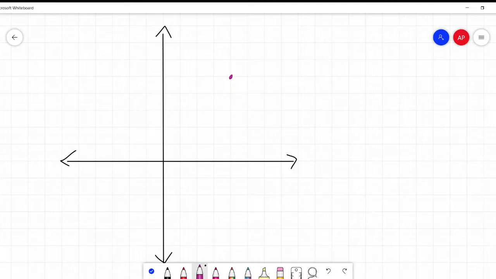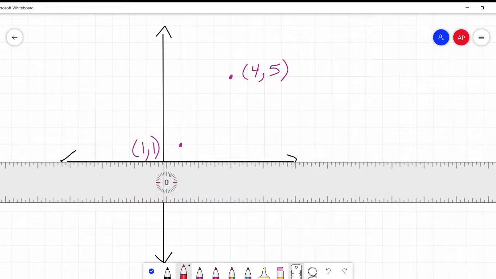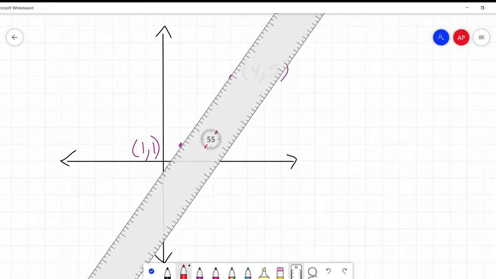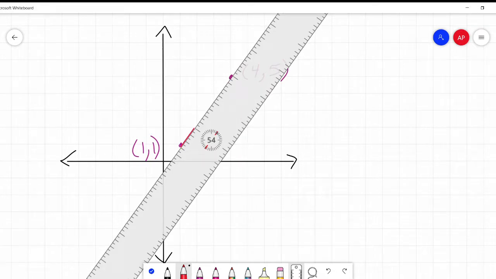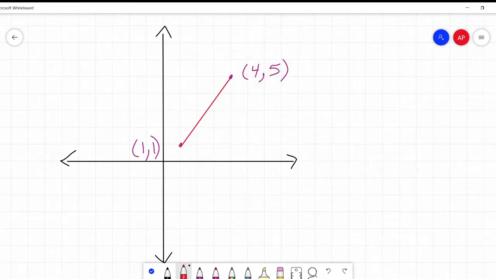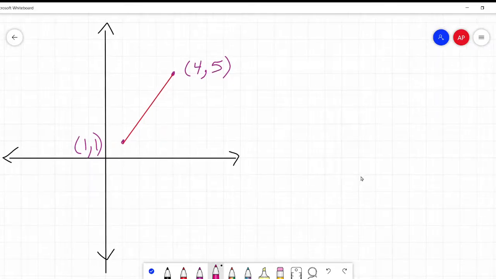Let's see. Here's the point 4, 5. And I have the point down here 1, 1. And if I were to connect those two by a line, a segment, what are the coordinates of the midpoint? Now, if I'm just eyeballing it, it's going to be right about... Oh, wow. Whiteboard's pitching a hissy today. I would say it's right about there. But eyeballing it doesn't cut it in algebra, so we need to find the formula.